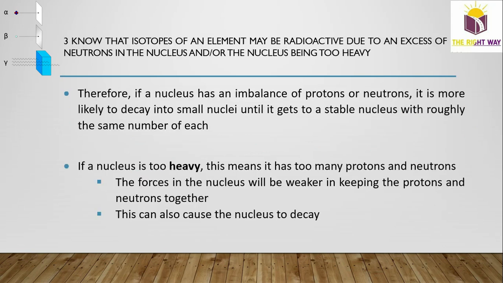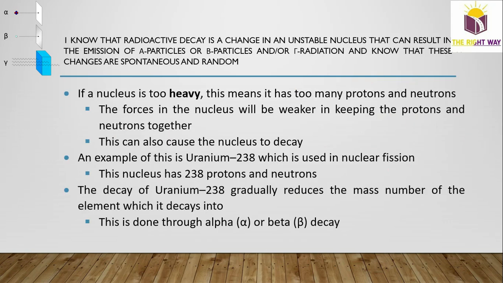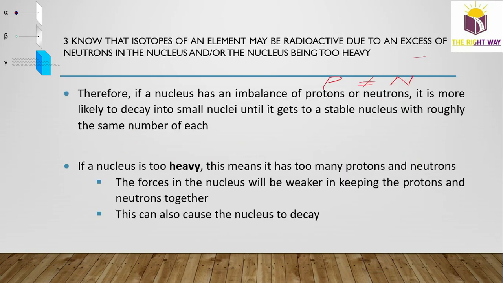Okay, the third one, the isotopes of an element may be radioactive due to excess of neutrons in the nucleus or the nucleus being too heavy. Therefore, if a nucleus has an imbalance of protons or neutrons, which means that the proton number is not equal to neutron number, it is more likely to decay into smaller nuclei until it gets to a stable nucleus with roughly the same number of each. If a nucleus is too heavy, like we have seen in uranium-238, which is a very heavy nucleus because it has a very large number of protons and neutrons, the force of repulsion between protons becomes larger than the binding force. Binding force is the force that keeps them together. So when the repulsive force increases, the nucleus is going to decay.